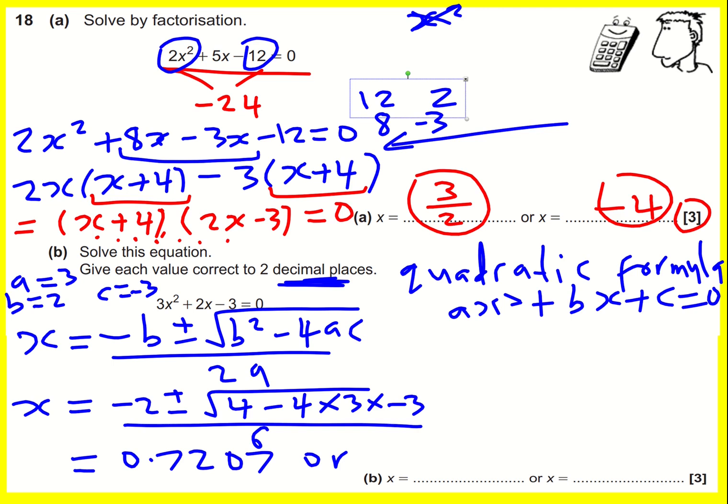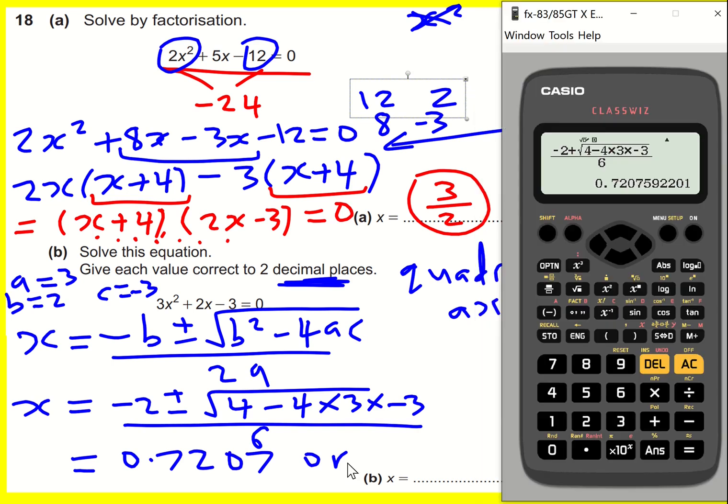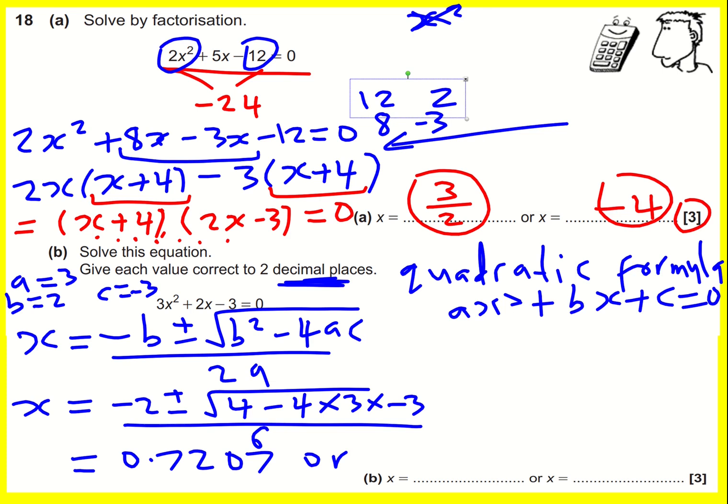Or, and now we've got our second solution. If I change it to a minus, because there are 2 solutions to this equation, you get minus 1.3874. Brilliant, we're really close. We've just got to round it to 2 decimal places. So the first one's going to be 0.72, second one's going to be minus 1.39.